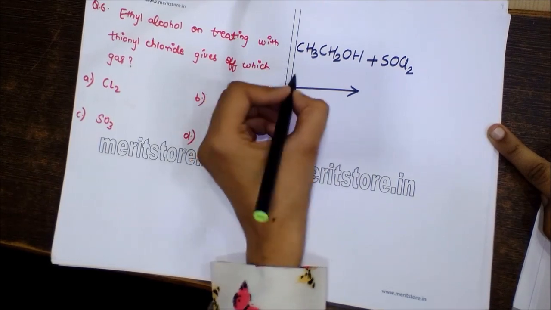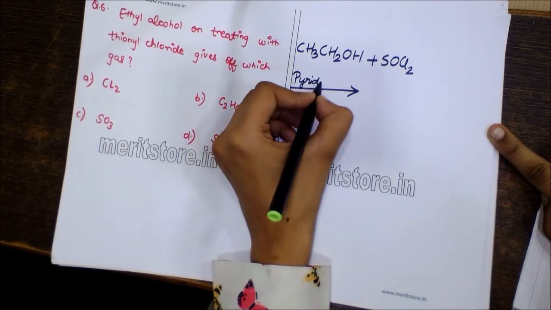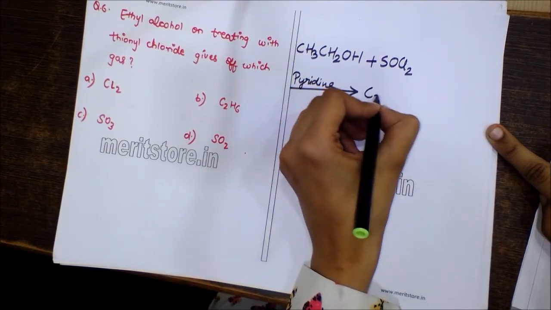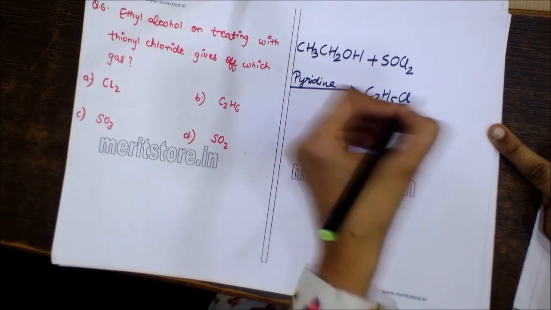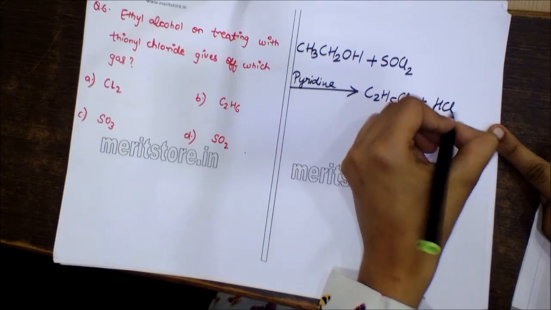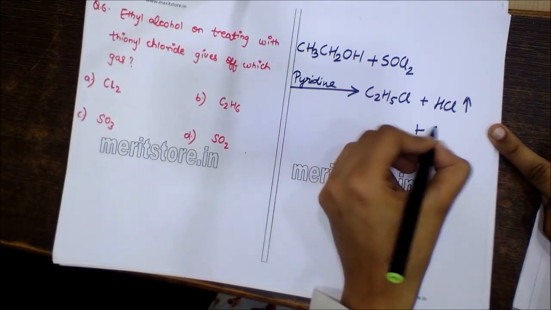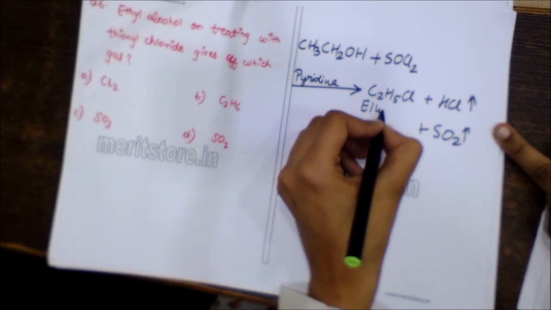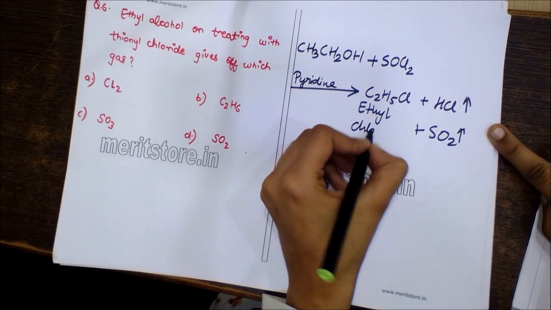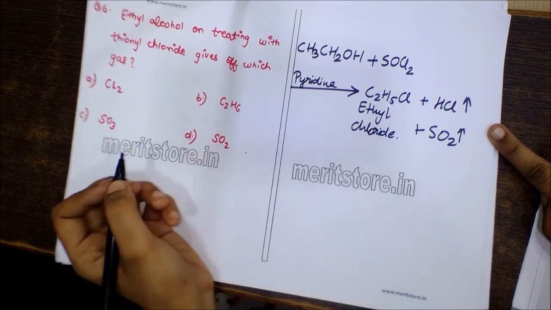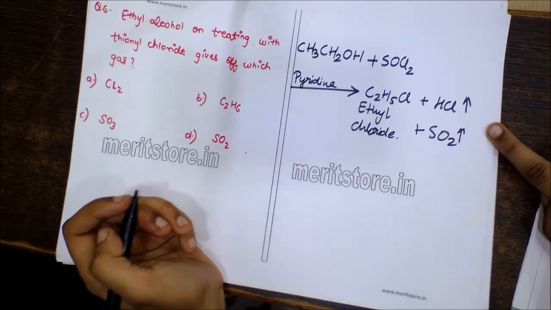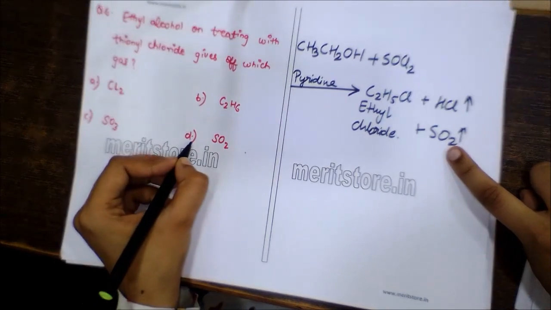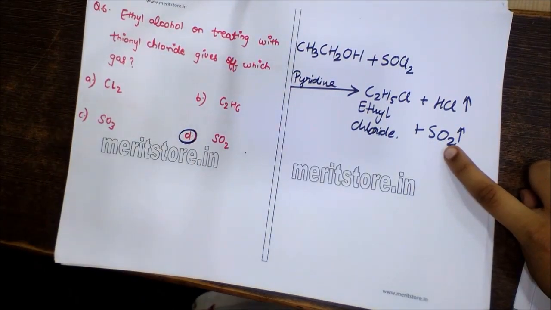When I have it with pyridine, it will give me C2H5Cl plus HCl, that is a gas, plus SO2, that is a gas. This is the purest form of ethyl chloride. So over here it gives off the gas SO2 as a byproduct. Therefore option D, SO2, is the correct answer.